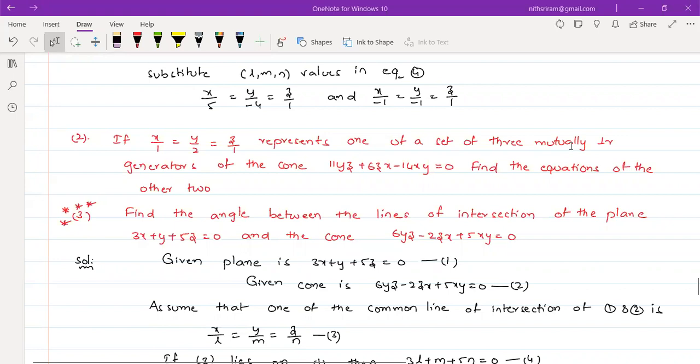So I have given you two problems. Coming to the second problem, once again, one of the generators was given. We have to find the other two generators. Like the first problem, we have to do the second problem.